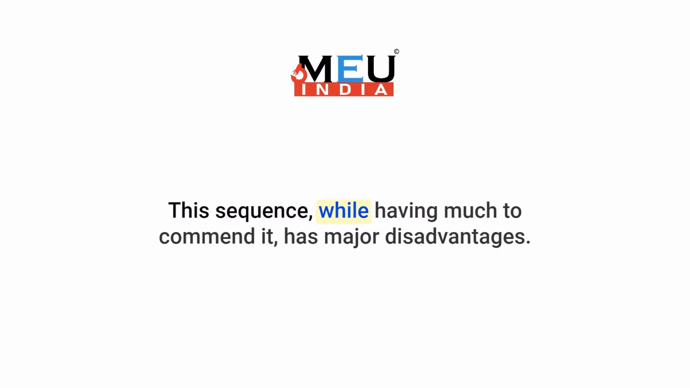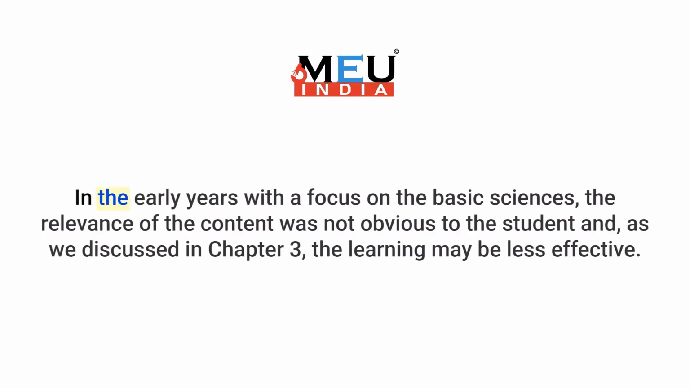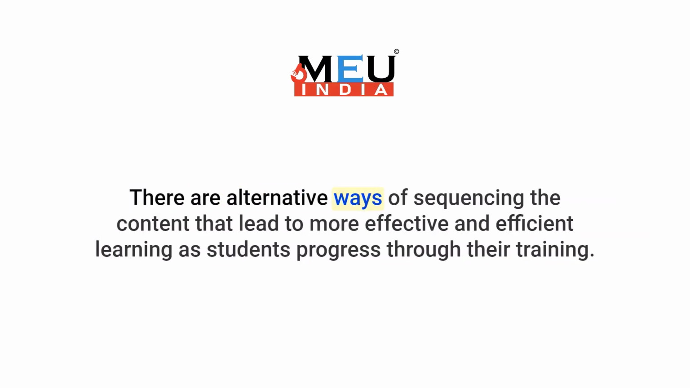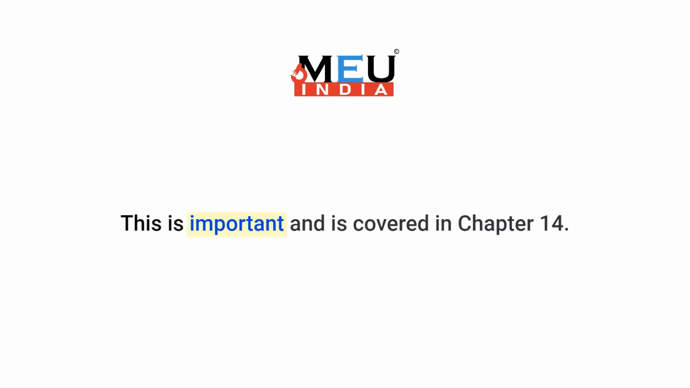This sequence, while having much to commend it, has major disadvantages. In the early years, with a focus on the basic sciences, the relevance of the content was not obvious to the student, and as we discussed in Chapter 3, the learning may be less effective. There are alternative ways of sequencing the content that lead to more effective and efficient learning as students progress through their training. This is important and is covered in Chapter 14.